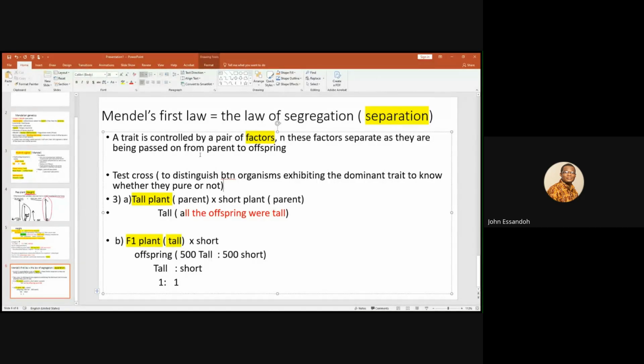So you can see that, let's take it this way, I don't know the height of this one. But when I cross it with a short, all the children came out to be tall. Automatically, I will know that this one is pure tall. And then if you look at the F1, when I cross the F1, some of the children came out to be short. So even though they are tall, one is pure tall, the other one is not pure tall.